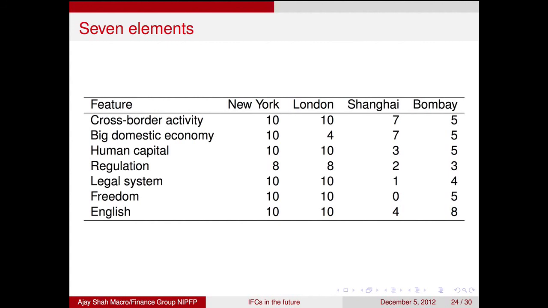But all this said, both New York and London are vastly ahead of where Shanghai and Bombay are today. And my views about the capabilities of both these cities are in the slide. These are just my opinions about what is going right and what is going wrong, both comparing across these 7 measures and across these 2 cities.